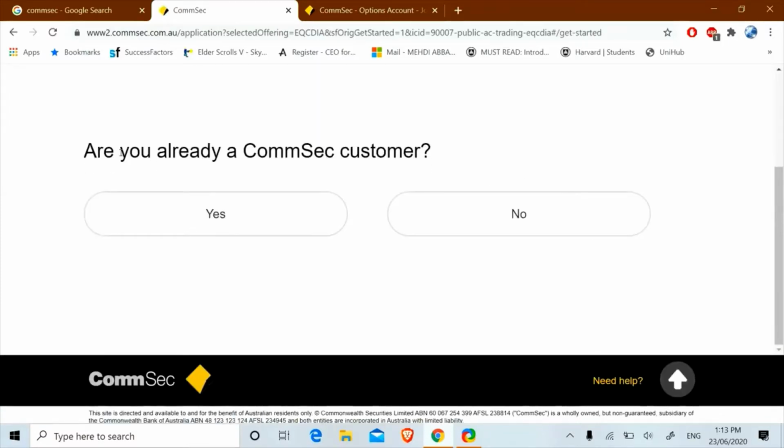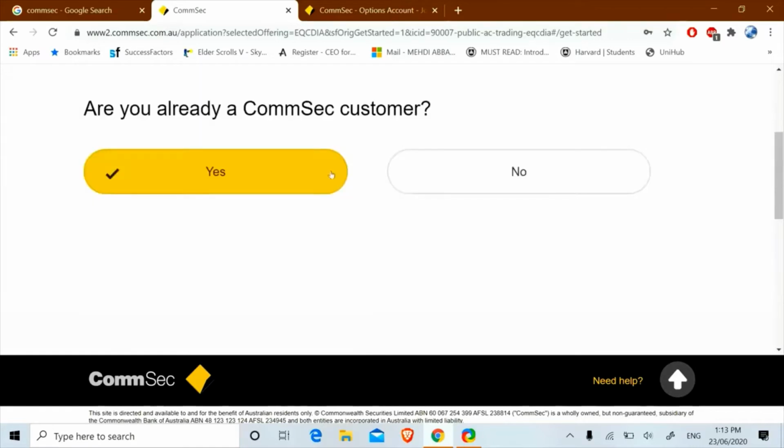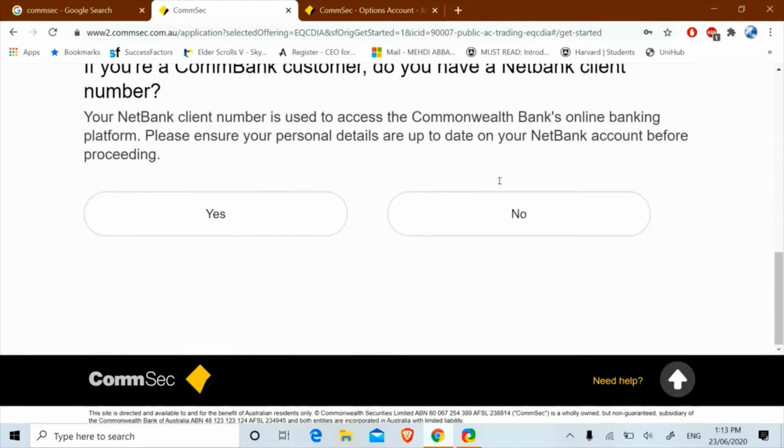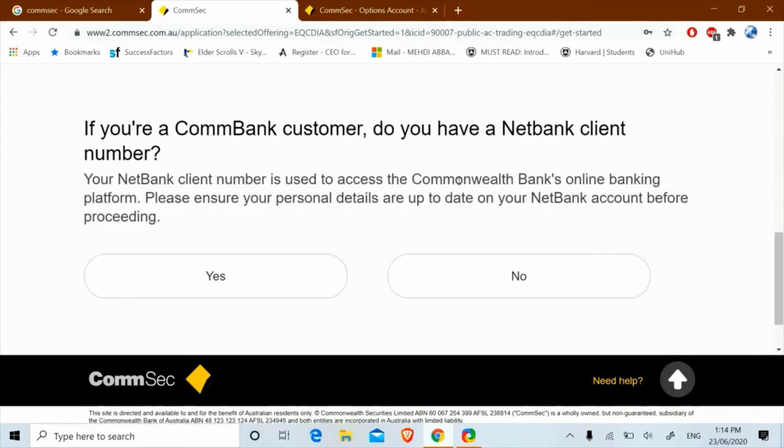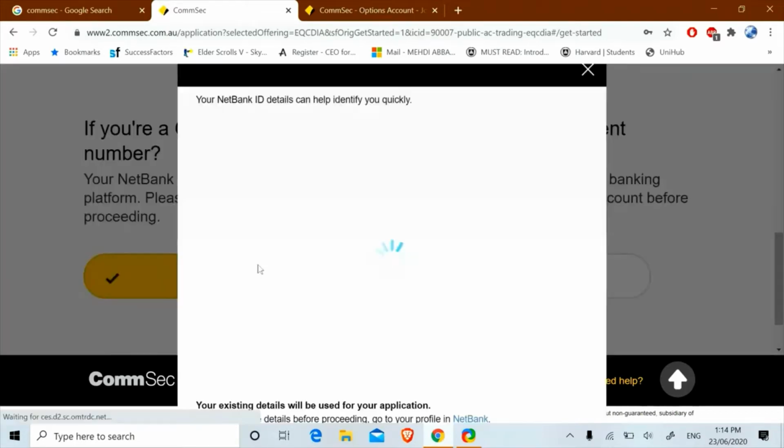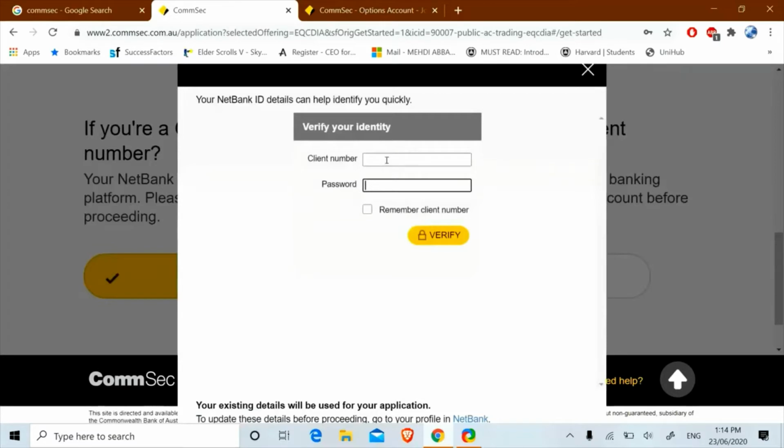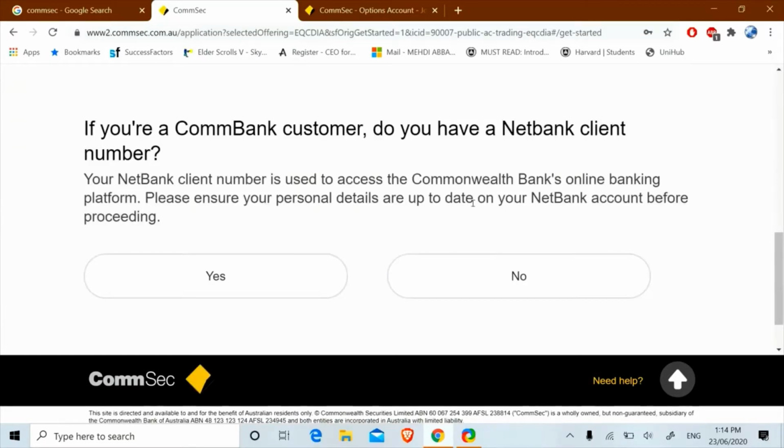If you're already a CommSec customer, you just say yes, but if you're not, and most likely you're not, just say no and go next. If you have a client number, if you already bank with Commonwealth, it is far easier to make a CommSec account. Basically, you just press yes and fill up your details, your client number and your passport, and verify, and then you're done. You have created a CommSec account. But if you don't bank with Commonwealth, you just say no.